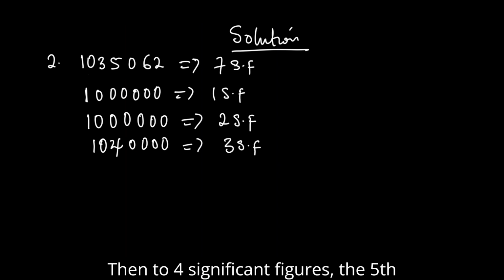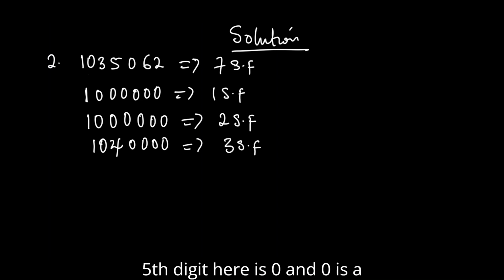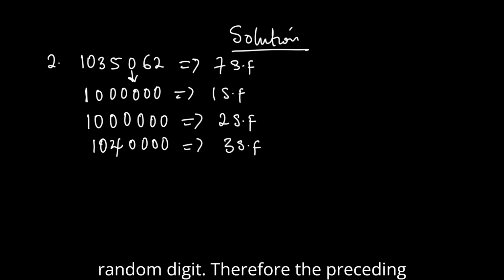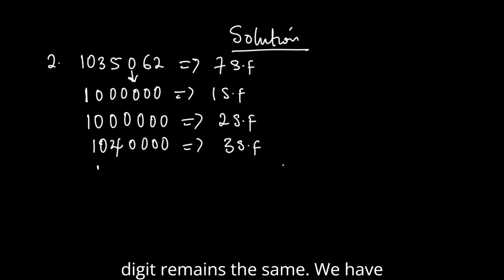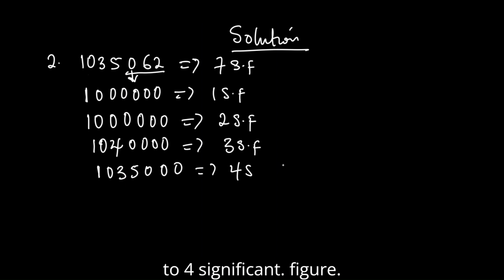Then to four significant figures, the fifth digit becomes our reference number. The fifth digit here is 0, and 0 is a round down digit, therefore the preceding digit remains the same. We have 1035, then from here will be 000. This is to four significant figures.